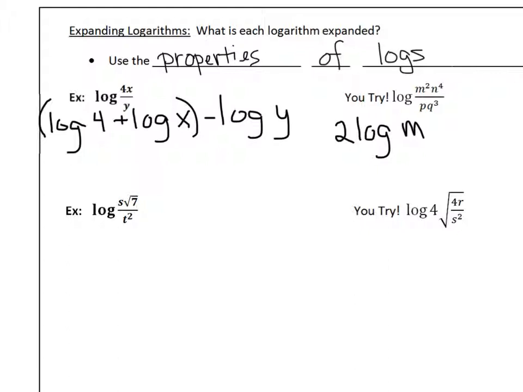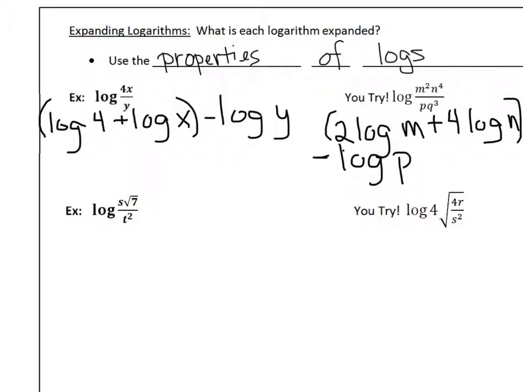Alright, well, we already took care of the m squared. M squared is being multiplied by n to the 4th, which means we're going to switch it to addition. The exponent of 4 is going to come out front. So this becomes 4 log of n. Now, both pieces are being divided by. Well, divided by means subtraction, so I'm going to put a minus sign here. It's going to be minus log p.